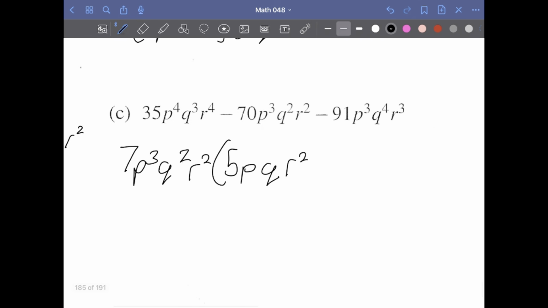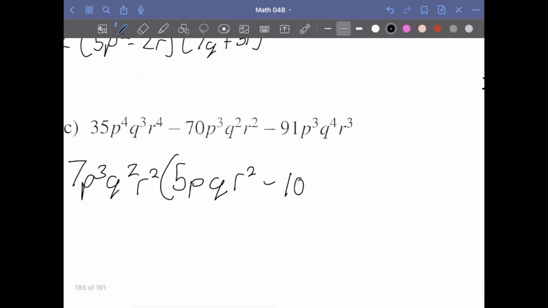Now we're going to do that for the next term over here. So 70 divided by 7 is 10. P cubed divided by p cubed is 1. Q squared divided by q squared is 1. R squared divided by r squared is 1. So it just leaves 10 by itself.